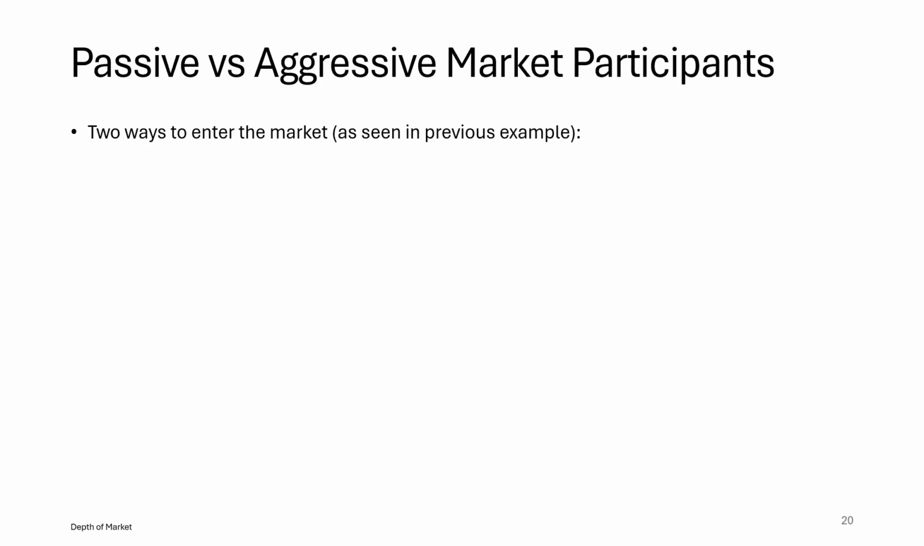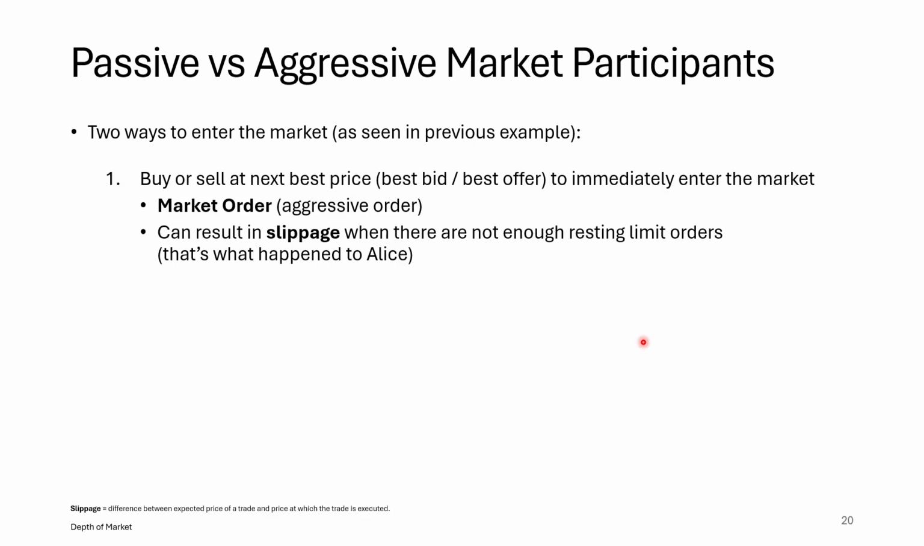And as you have seen in the previous example, there are always two ways to enter the market. First way is to buy or sell at the next best price, so at the best bid or best offer, to immediately enter the market. This is exactly what you want to do when you say, hey, I want to get into the market right now for the current price, for the best price that is available. This is called a market order, which is an aggressive order. This makes you an aggressive market participant because you're actively executing a buy or a sell.